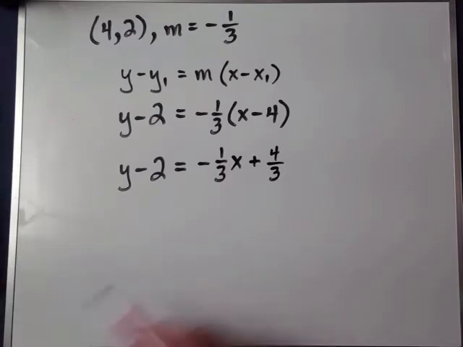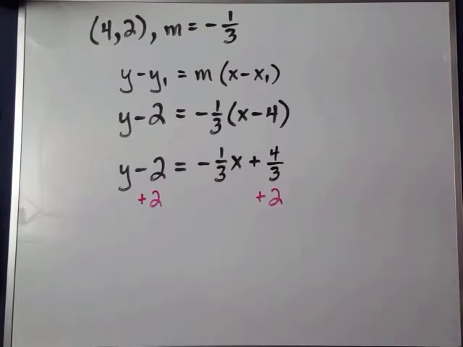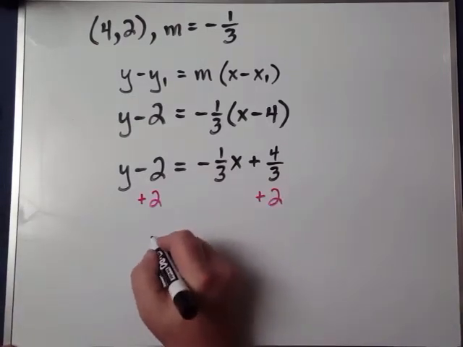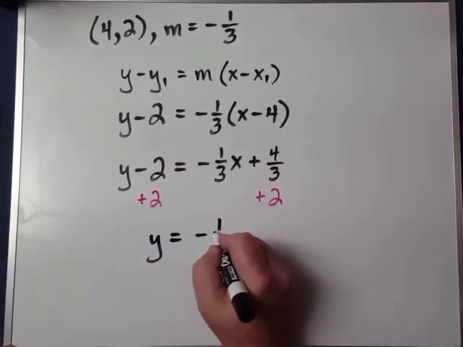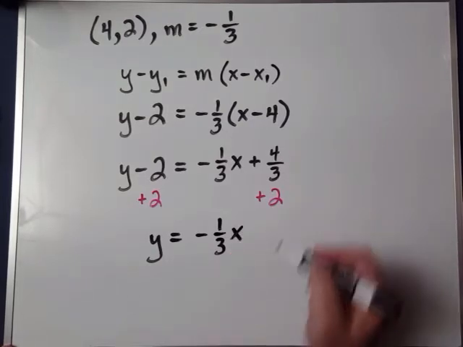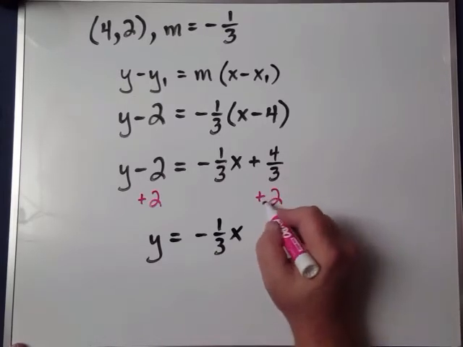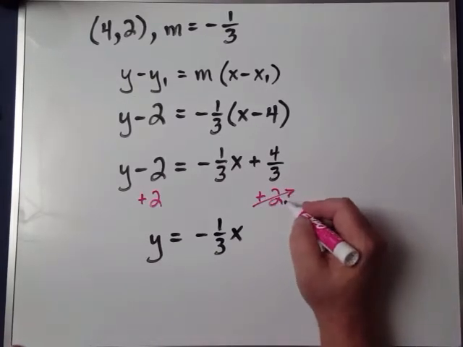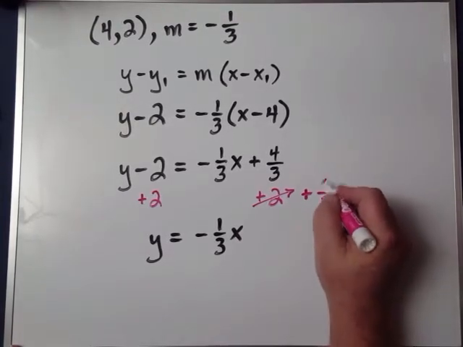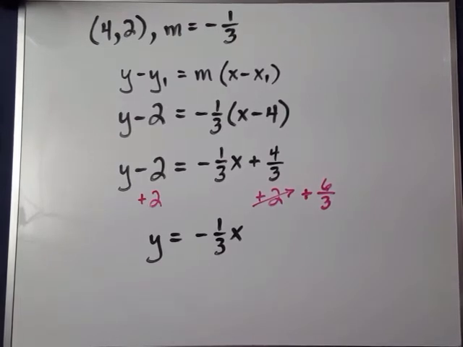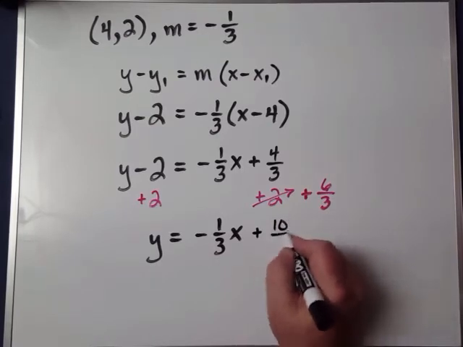And now, add 2 to both sides to get y by itself. Here on the left-hand side, that does leave y by itself, y equals. And on the right, negative 1/3 x. And in order to add these numeric terms, I need a common denominator. Let me rewrite this plus 2 as plus how many thirds? 2 is 6/3. So now that I have a common denominator, I can see that that's going to be a plus 10/3.